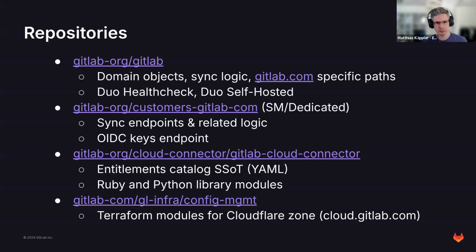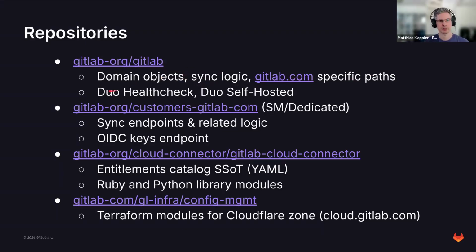So if you have a bias towards working with Rails and Ruby, there's a couple of domain objects that relate to Cloud Connector, and also library code in the GitLab monolith itself, particularly around synchronization logic that needs to run for self-managed and Dedicated customers, and some GitLab.com specific paths. You all know these: if it's a SaaS feature of this or that kind, then run down this code path. So there's a bunch of those around Cloud Connector as well.